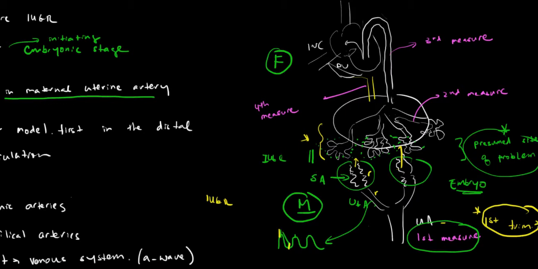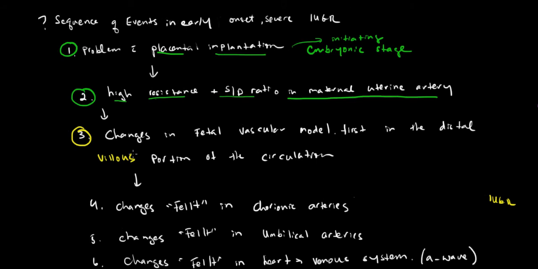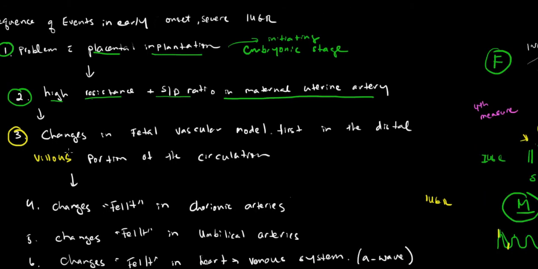So in this model, the first thing that happens in the fetal side, so it's number 3 in our sequence of pathogenesis, is that there are changes in the fetal vascular modeling, but here is the important conceptual part. First, they occur in the distal villus portion of the circulation. So the fetal reaction starts here.